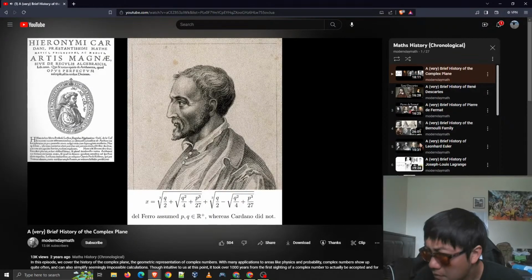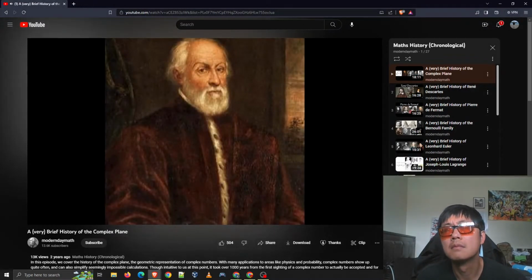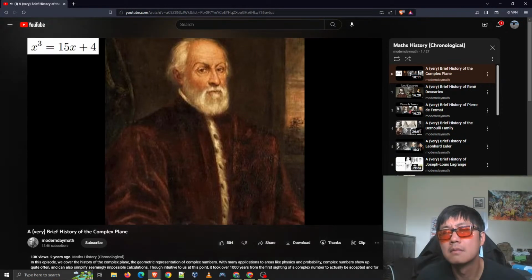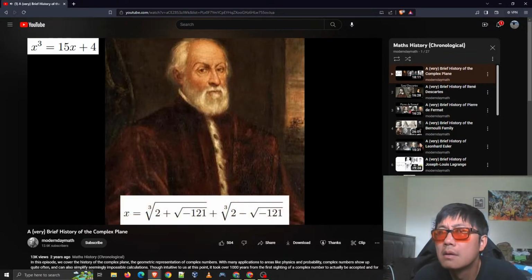In 1572, Bombelli wrote the work Algebra and addressed this occurrence using x to the third equal to 15x plus 4 as his example. This equation yields all real roots, x equals 4 and x equals negative 2 plus or minus the square root of 3. When using Cardano's formula, one ends up with the sum of complex conjugates, which ultimately sum to 4.